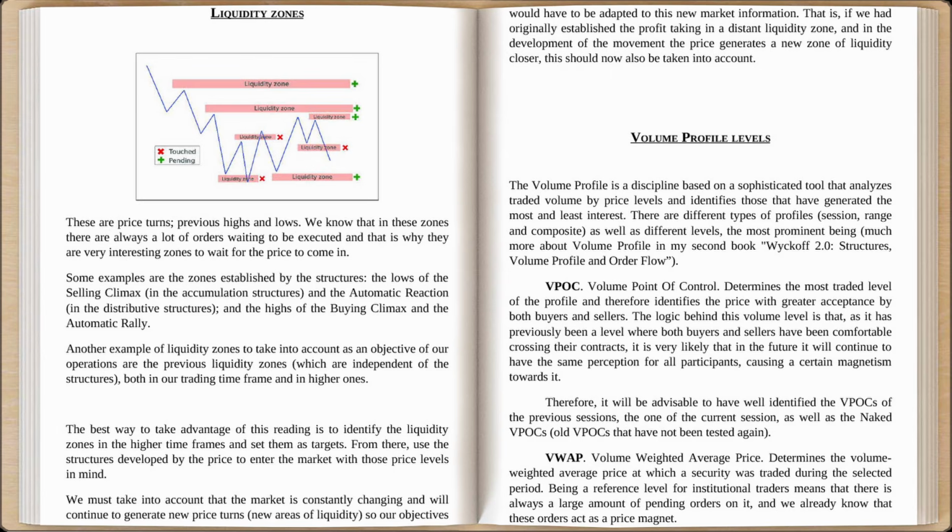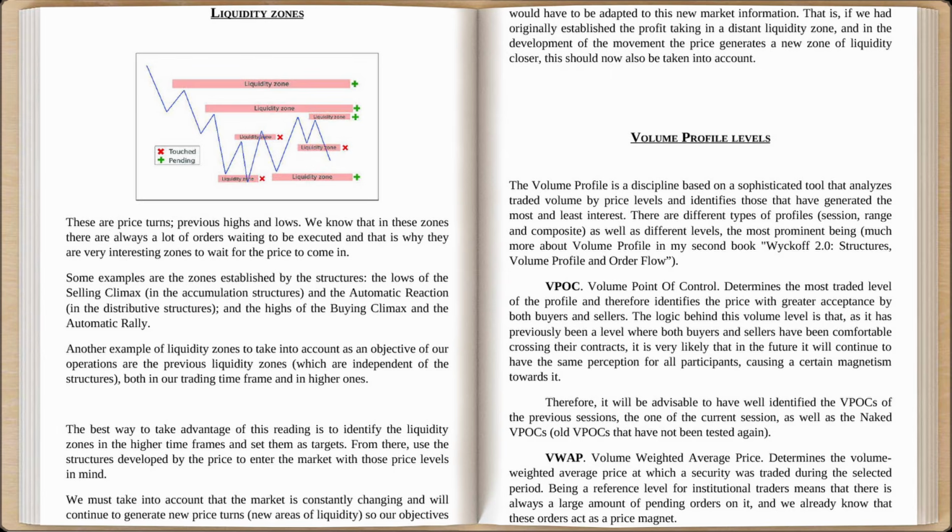We must take into account that the market is constantly changing and will continue to generate new price turns, new areas of liquidity. So our objectives would have to be adapted to this new market information. That is, if we had originally established the profit taking in a distant liquidity zone, and in the development of the movement the price generates a new zone of liquidity closer, this should now also be taken into account.